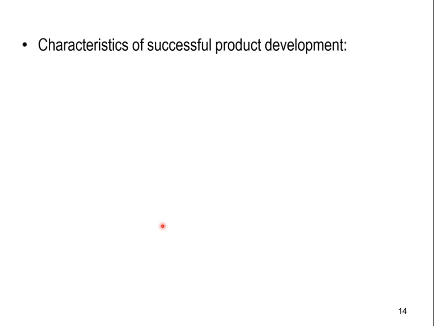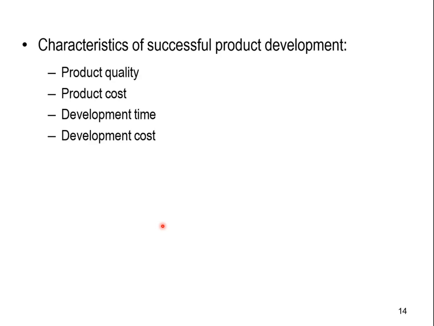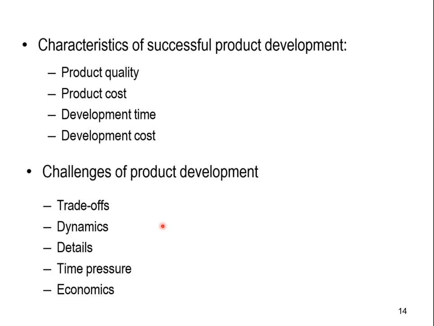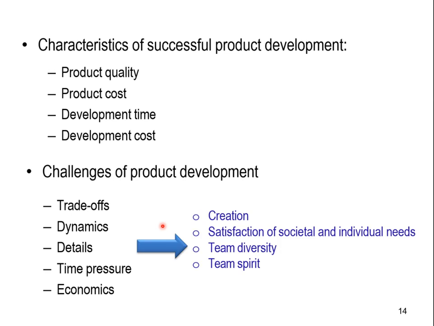Now, the characteristics of successful product development are: first, good product quality, the product cost, the development time, and the development cost. But we still have challenges in product development, which are the trade-offs, the dynamics, the details, time pressure, and the economics. Usually, we link that to the creation, the satisfaction of social and individual needs, the team diversity, and the team spirit.